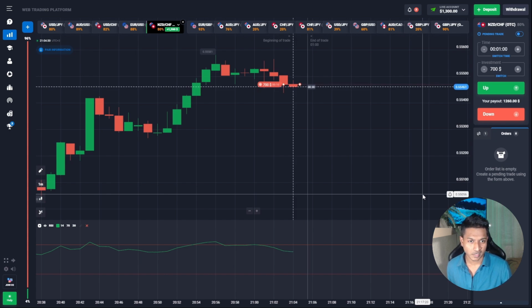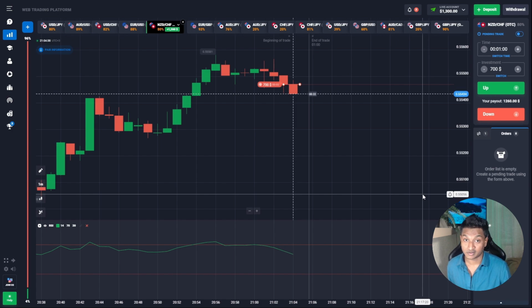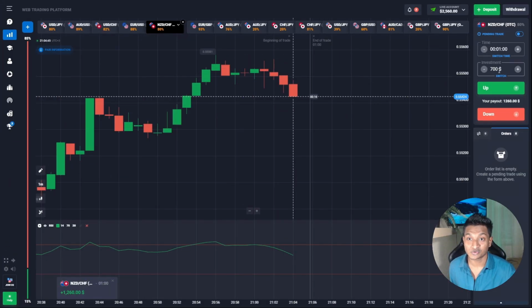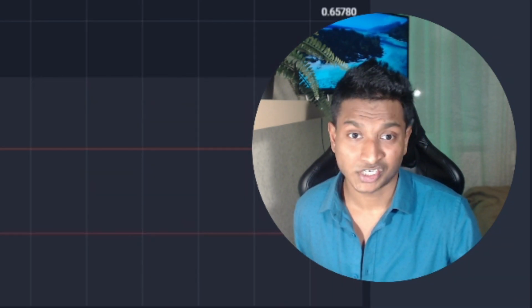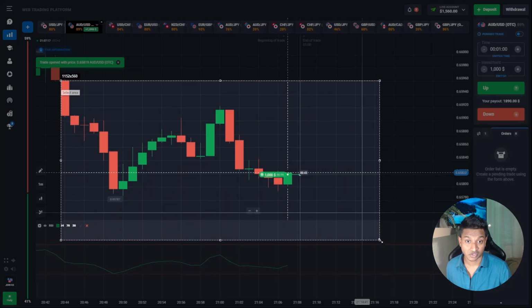So far so good. As a professional and profitable day trader, I know by my experience what's going on in the market. By the way, that's why I'm taking risk. Look at this, guys, $1,260 profit. And let's change the currency pair. Let's change and let's push it up with $1,000.